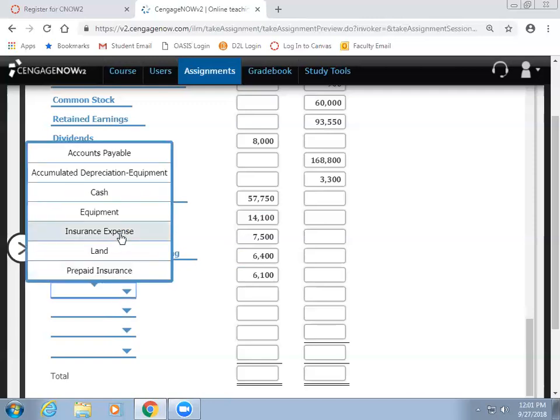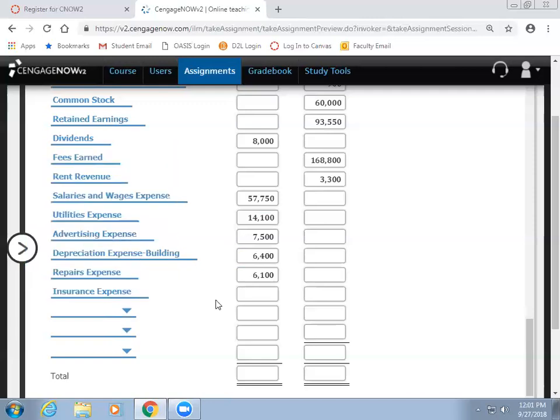And the next one that pops up is insurance expense. Well, we started with nothing. So how much did we change insurance expense? Should have had a debit, right? 4,500. That was our insurance expense. So insurance expense has a debit of 4,500.